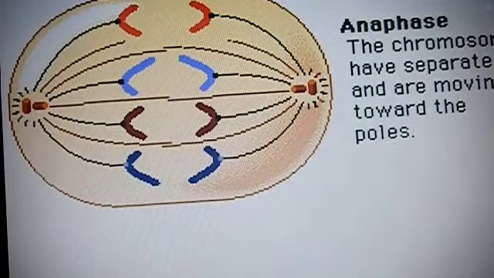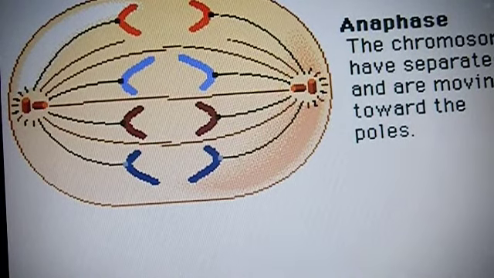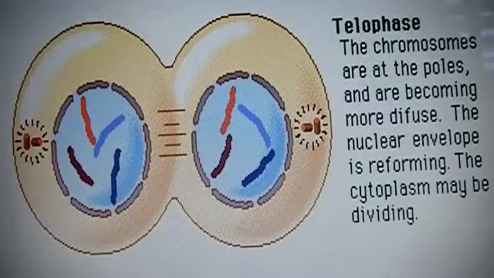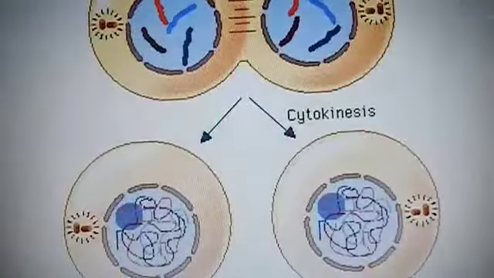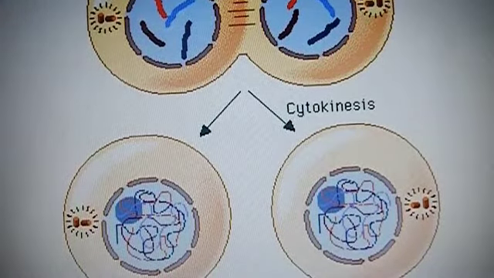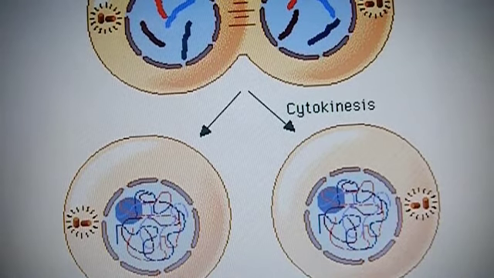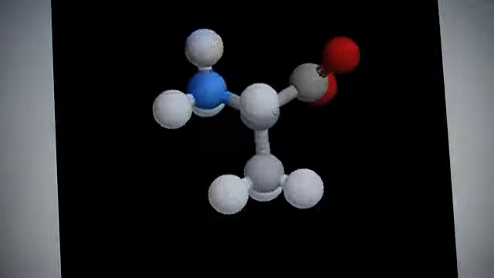The next step was anaphase. During anaphase, the chromosomes separated and moved to opposite ends of the cell. The last step was telophase. During telophase, the distinct individual chromosomes began to spread out into a tangle of chromatin. The cell finally separated into two during cytokinesis.